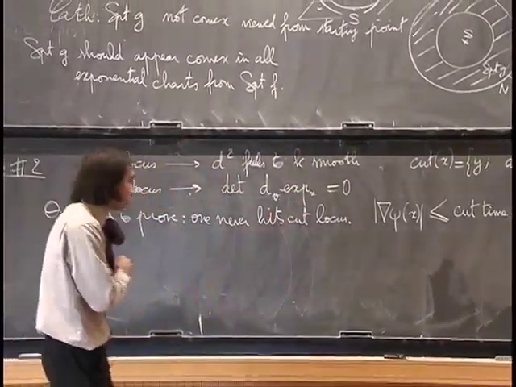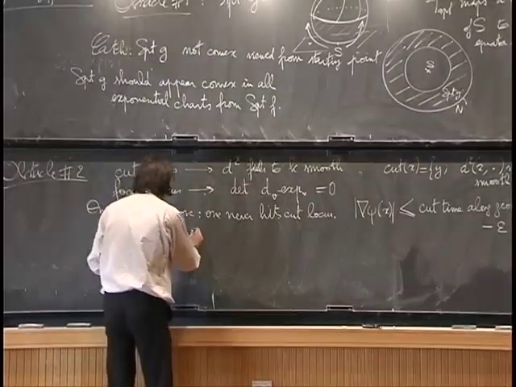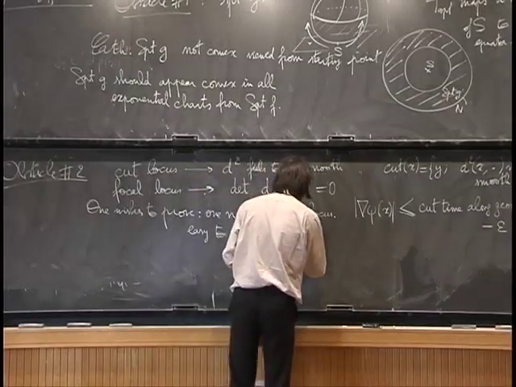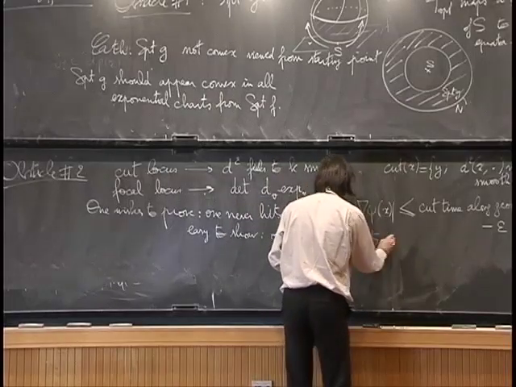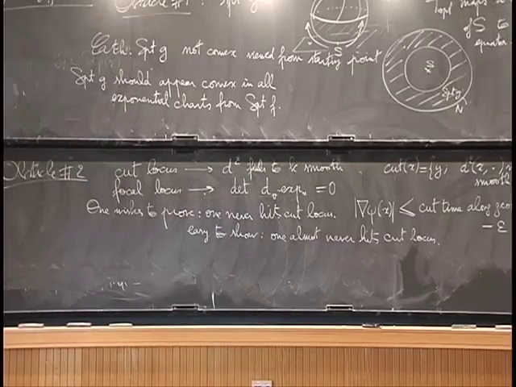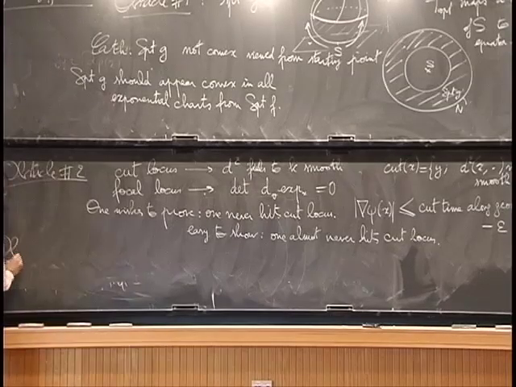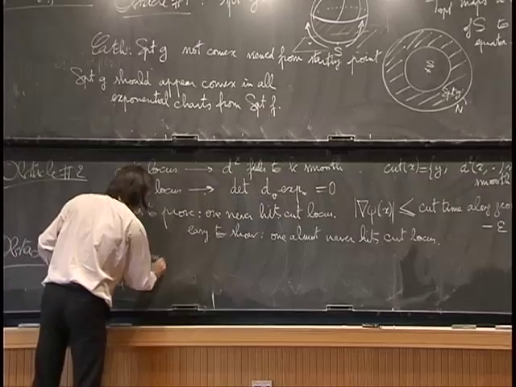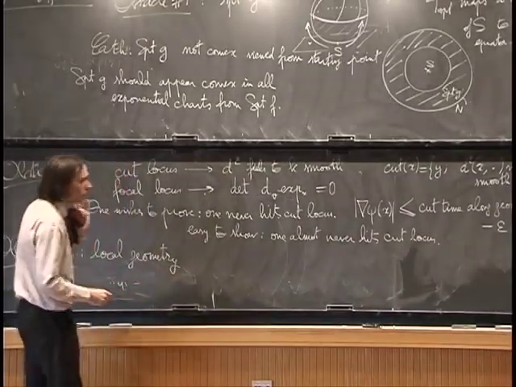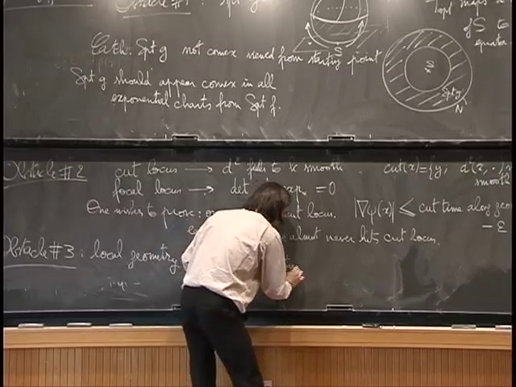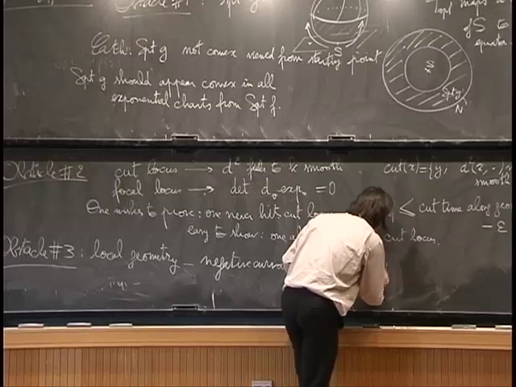However, this kind of estimate is incredibly difficult to establish, except in particular cases. It's easy to show that one almost never hits the cut locus in the sense of measure. But passing from this almost never to never is really terrible. OK. Now there is an obstacle. This was already two problems, and now there's a third problem. And this is local geometry. And as we'll see, this problem is extremely sensitive to curvature. And negative curvature, in whichever sense, negative curvature implies no regularity. No regularity theory.